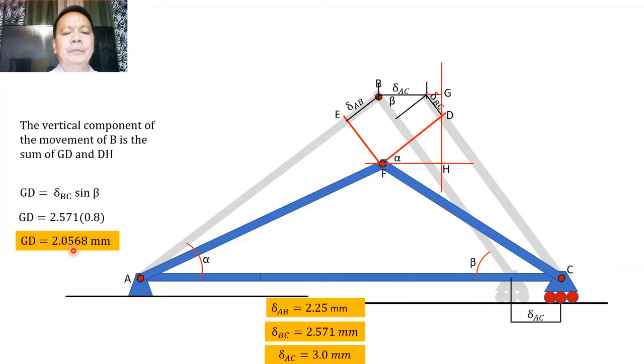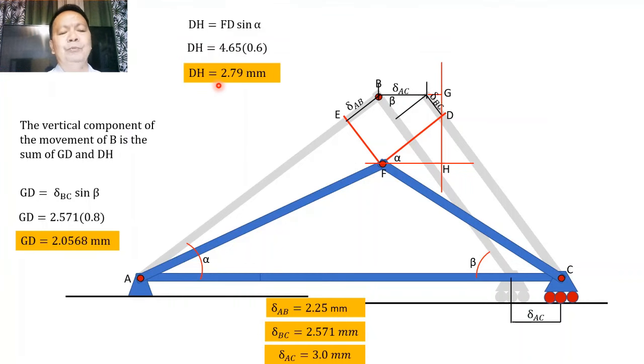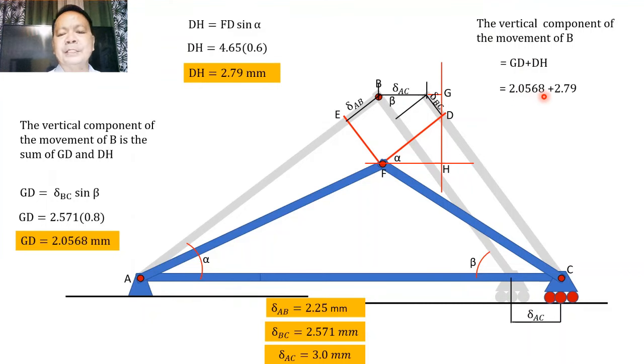And DH will be equal to the magnitude of FD multiplied by the sine of angle alpha. But sine of angle alpha is equal to 0.6. Hence, substituting the value of FD, that is equal to 4.65, the value of DH is equal to 2.79. So after we have computed the values of GD and DH, the vertical component of the movement of B becomes equal to the sum of these values, which is 2.0568 plus 2.79, giving us a value of 5.4526 millimeters.